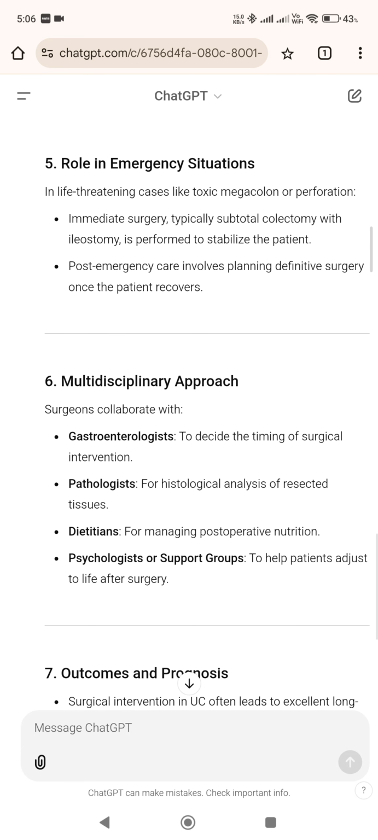5. Role in emergency situations. In life-threatening cases like toxic megacolon or perforation, immediate surgery, typically subtotal colectomy with ileostomy, is performed to stabilize the patient. Post-emergency care involves planning definitive surgery once the patient recovers.